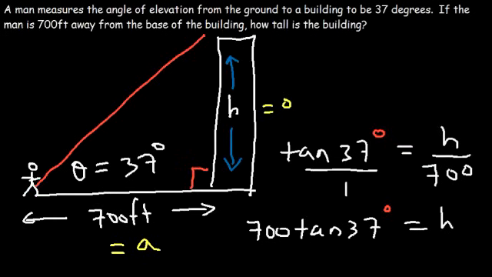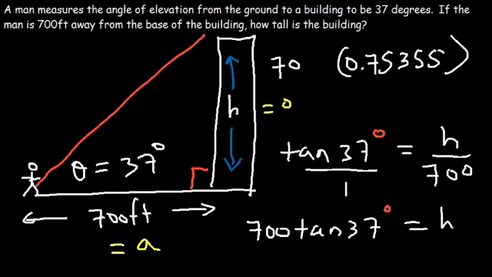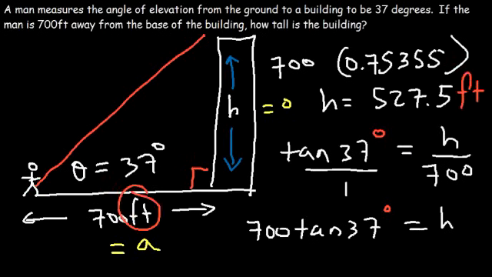Tan 37 is 0.75355 times 700. So the height of the building is about 527.5 feet. Whatever unit you have here is going to be the same unit as this side. The units have to match.